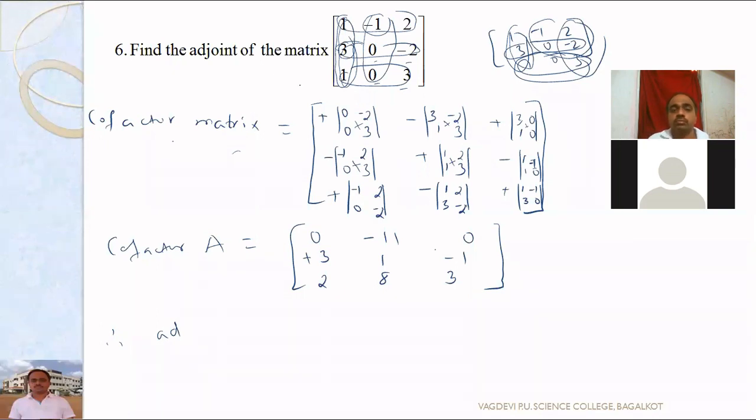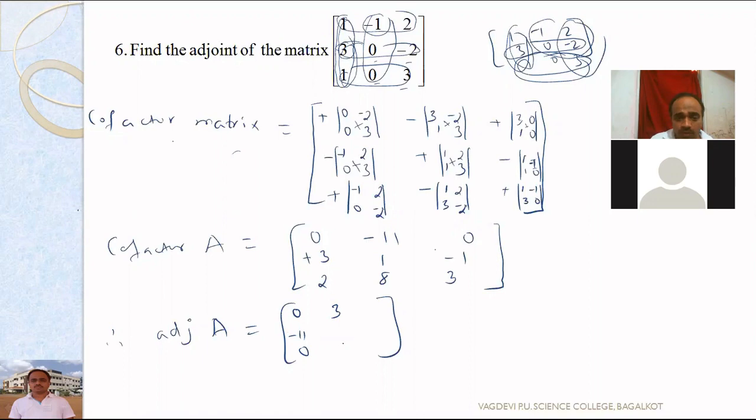Yes. This is the transpose of the cofactor matrix. So what I get here is adjoint A. Take the transpose. How to take the transpose? Convert rows to columns. So first row 0 minus 11 0 becomes first column 0 minus 11 0. Second row 3 1 minus 1 becomes second column 3 1 minus 1. Last 2 8 3. So this is adjoint A.